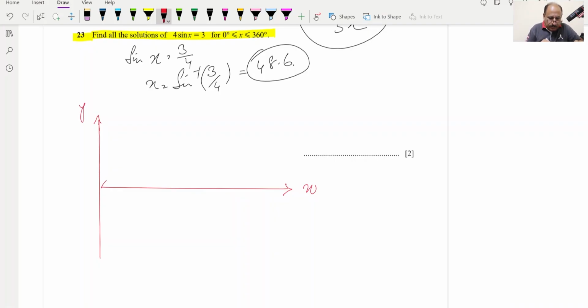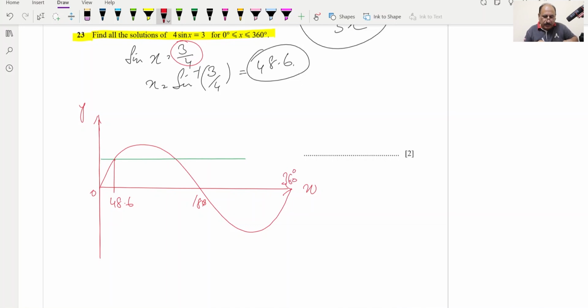And what else we can draw? Sine curve. I will draw the sine curve like this one. Now for this sine x value, the y value is 3 by 4. So we can show a line like this. This value we will indicate as 48.6. This will be 0, this will be 180. You know, sine of 180 is 0 and 360 will be 0. And then this is also this one.